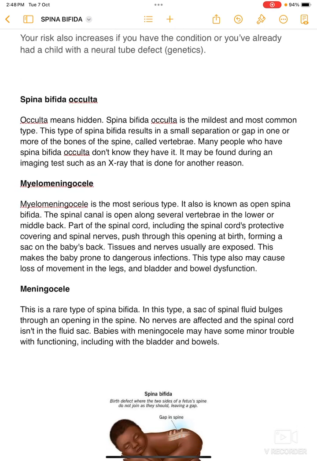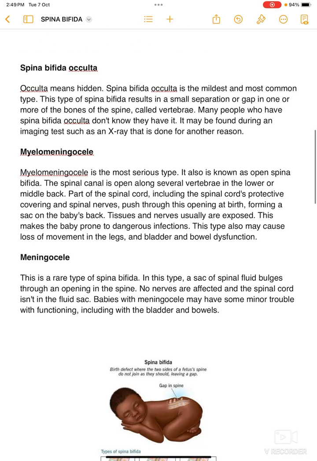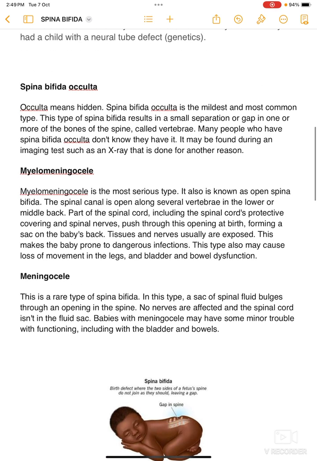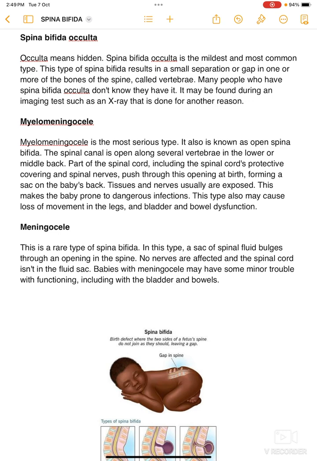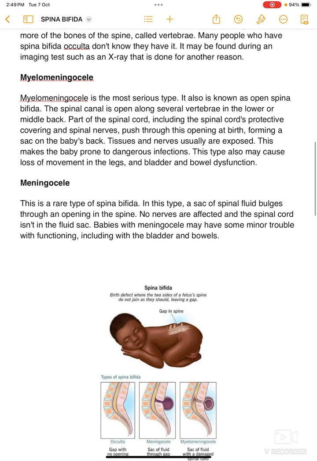Mainly there are 4 types, but I am going to cover only 3 types because these 3 are the most common. The first one is spina bifida occulta, the second is myelomeningocele, and the third is meningocele.